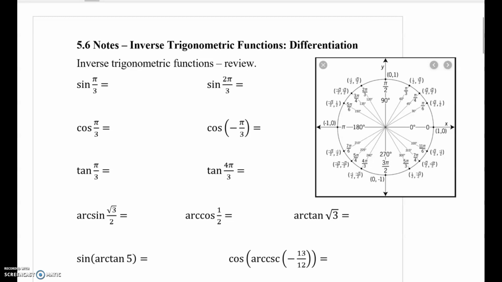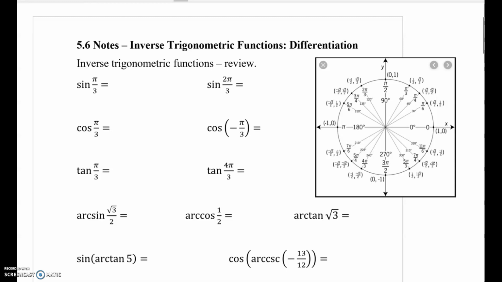Section 5.6, inverse trigonometric functions. We're going to try to differentiate these things. But before we try any sort of calculus with this, let's do a quick review of some inverse trig functions. So before we do the inverse trig, let's just do the forward trig.